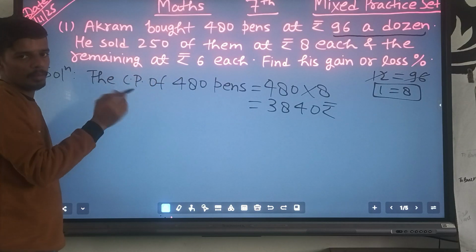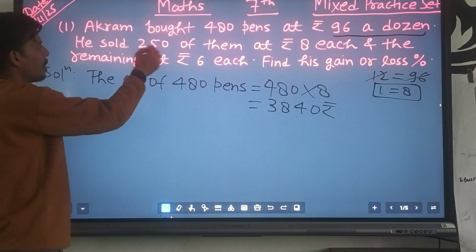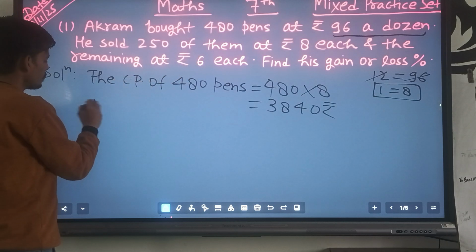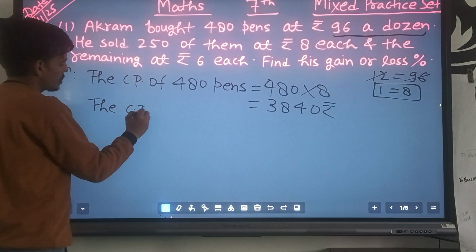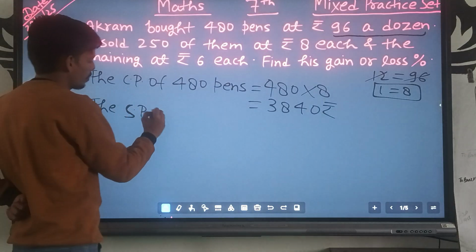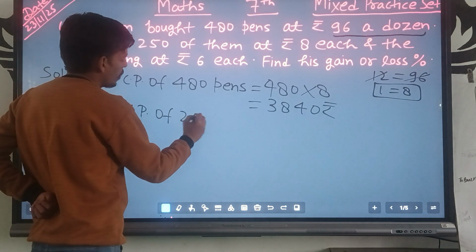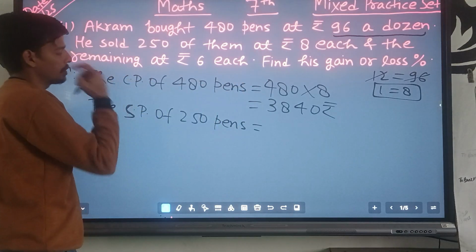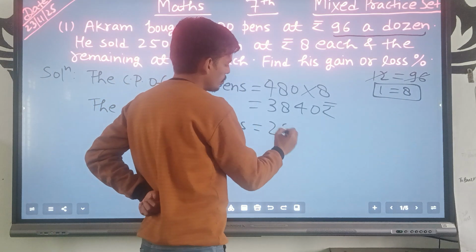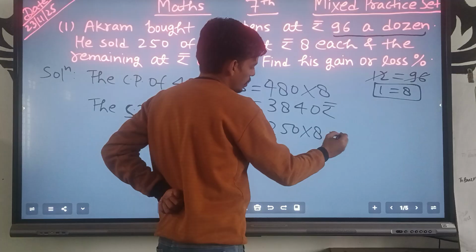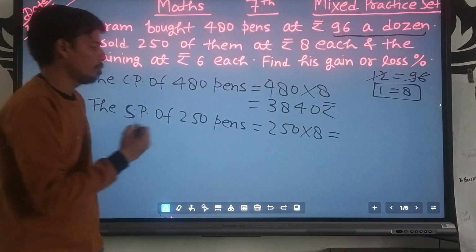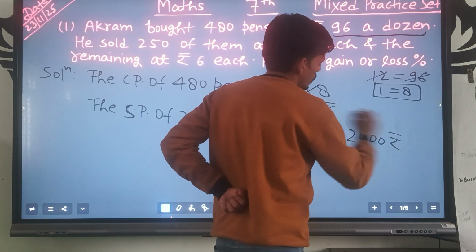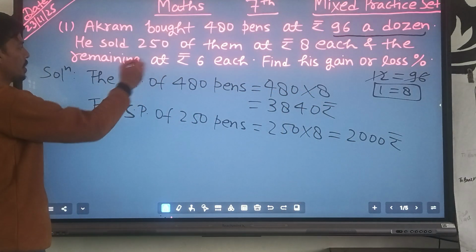Now he sells them at two different rates. At first, 250 of them at rupees 8 each. The SP of 250 pens, rupees 8 each, means 250 into 8. So it is equal to 2000 rupees.